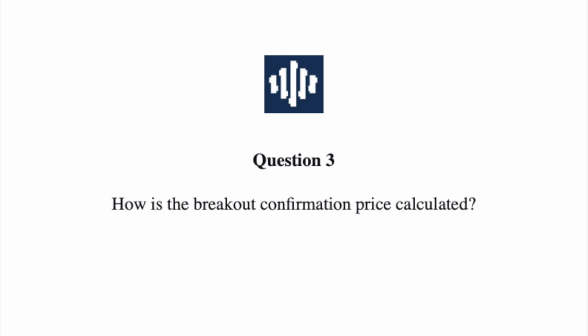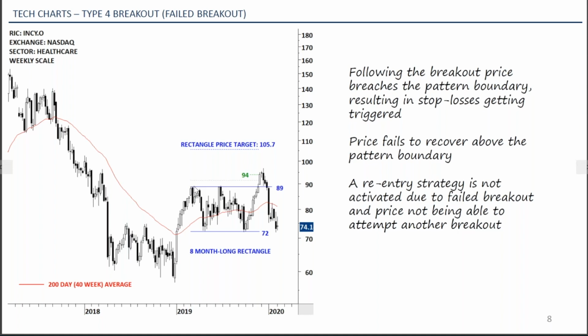How is the breakout confirmation price calculated? This is a guideline that was discussed in Edwards and Magee, and I'm using that. So if you have, for example, on this chart 89 as your chart pattern boundary, you add 3% above that pattern boundary, and that is your breakout confirmation level. So if price closes above that level by a 3% margin, you have a breakout confirmation on a daily basis.